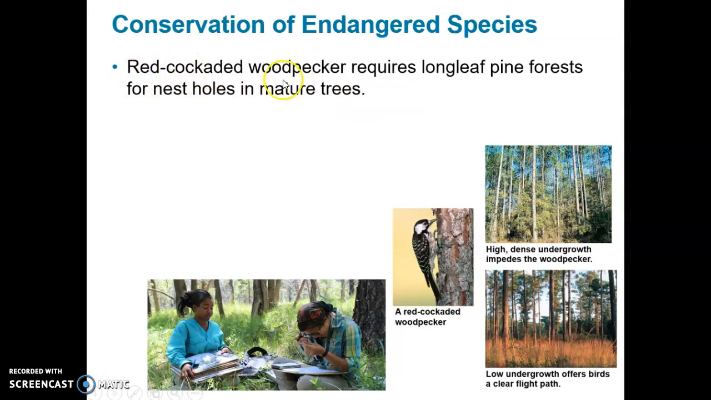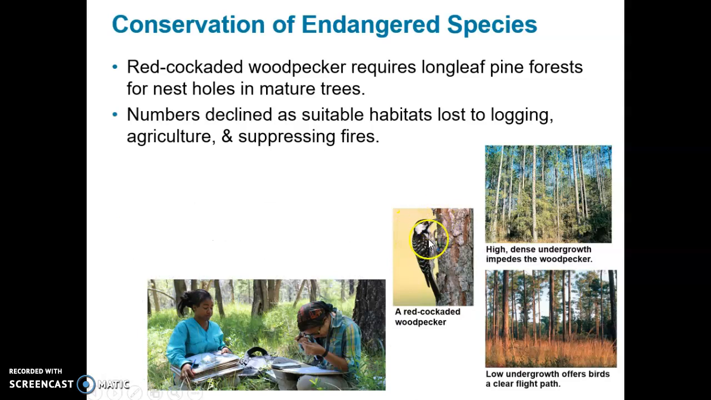So, for example, the red-cockaded woodpecker, right here. It's a species of bird that's threatened, and it requires a nice, mature, longleaf pine forest in order to make its nests and to raise its young. Its numbers have declined because of logging. It's lost some of its native pine forested areas. And also the suppression of fires has caused an increased undergrowth of shrubs and other trees in its native range, and that's limited its natural habitat, and it's also led to a decline in its numbers.